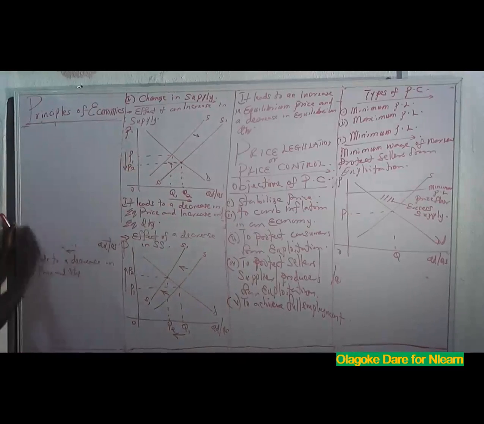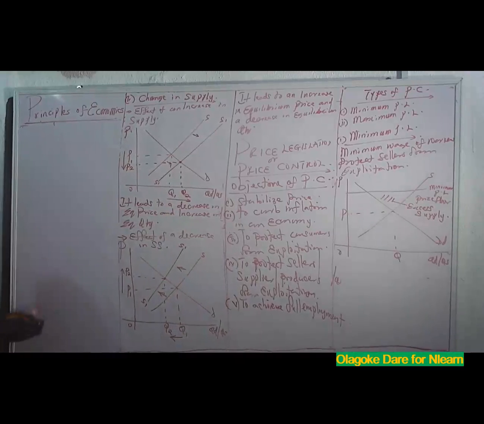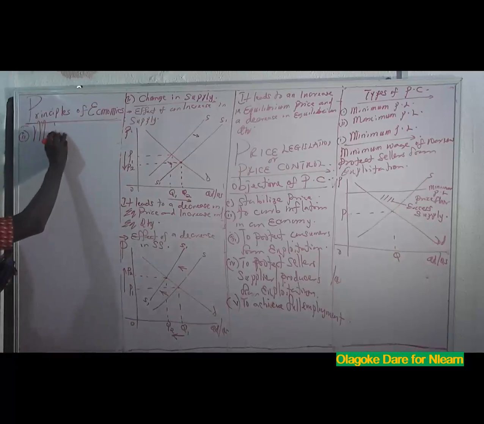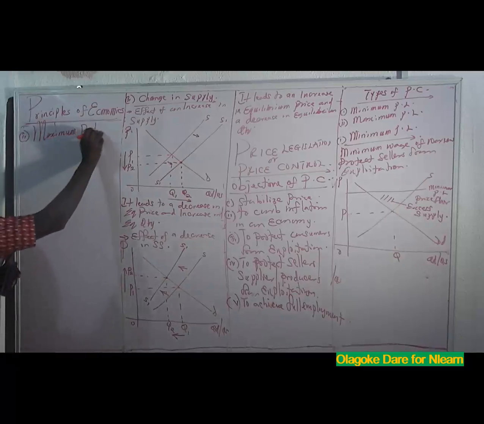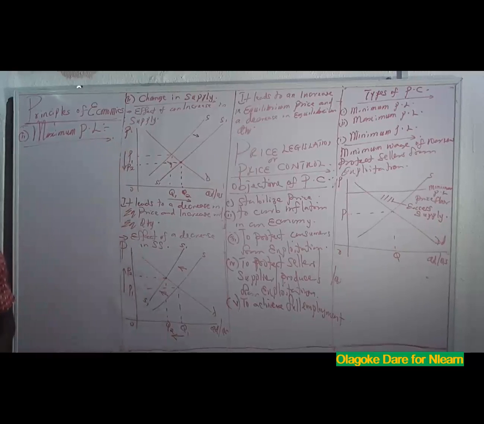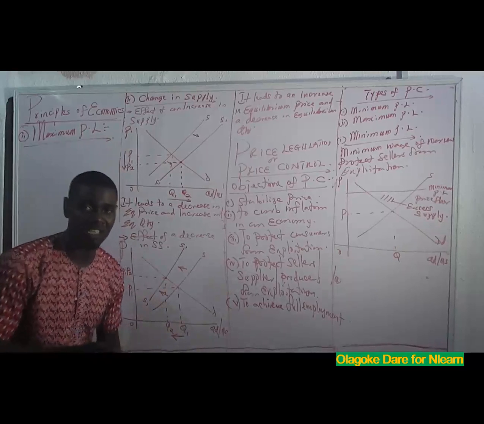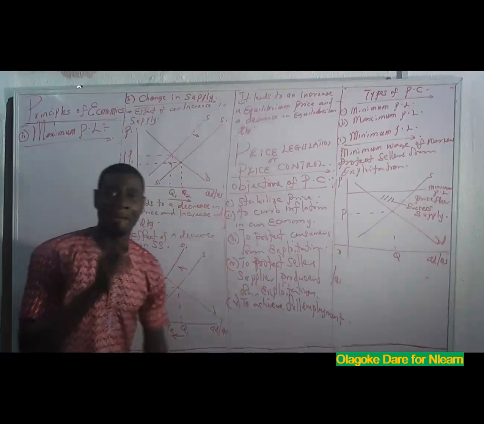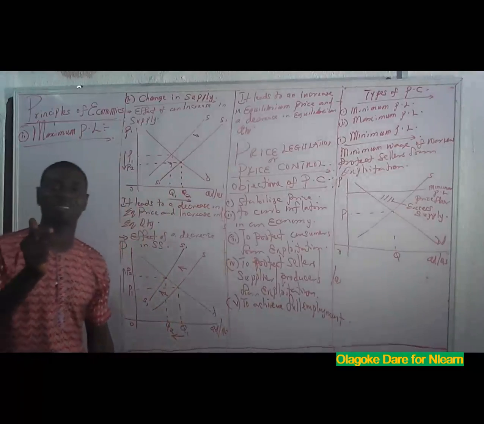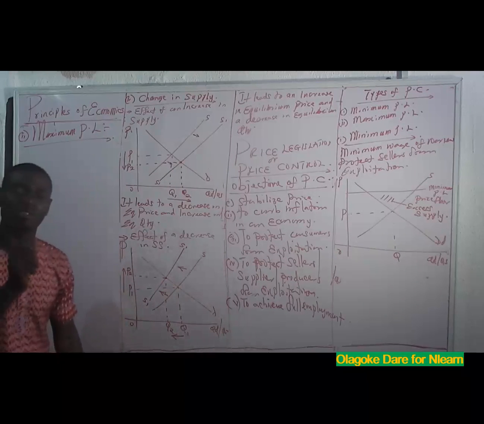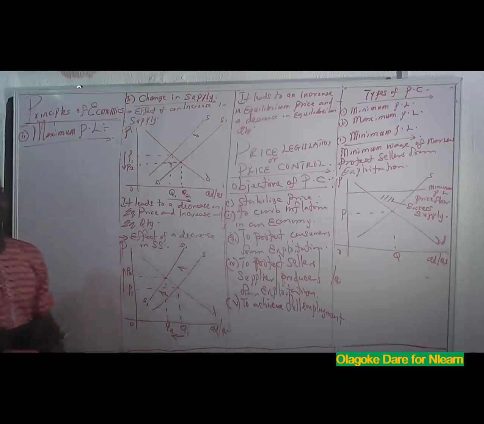The second type is maximum price legislation, just the way it is on the board. Maximum price legislation is a price fixed by the government above which consumers are not allowed to buy. For maximum price legislation to be effective, it must be fixed below the equilibrium price.